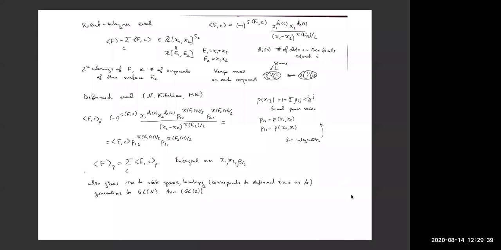I think in two dimensions, the Ising model is completely solved at critical temperature, but the Potts model is not solved. So I guess that's an example of why the SL2 case is easier than the SLN case in general. That's right. Yeah.